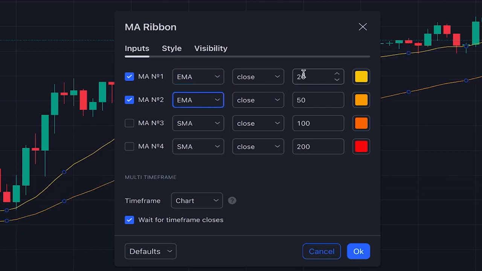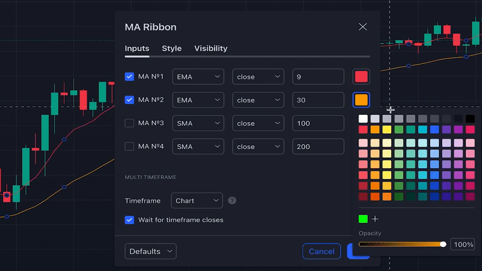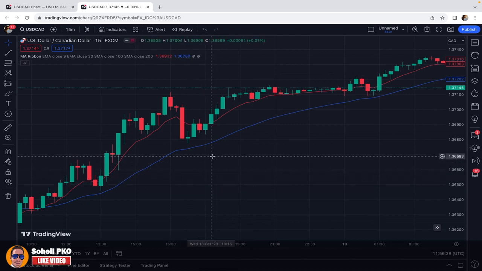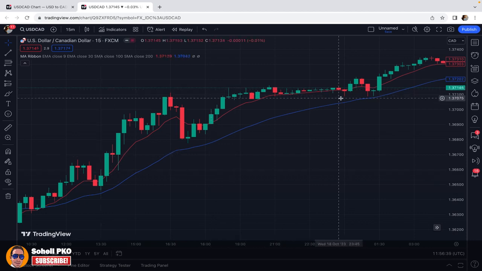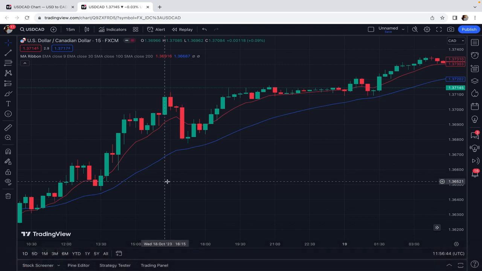One of them should be with length of 9 and the other with length of 30. For the shorter moving average, we change the color to red, and for the longer moving average, we change the color to blue. Alright, we're done with the moving averages, and let's see how we trade based on this intraday trading strategy. Unlike other moving average based trading strategies that use crossovers of moving averages for trading signals, here in this trading strategy, we focus on trading on the pullbacks and entering in the current trend of the market.